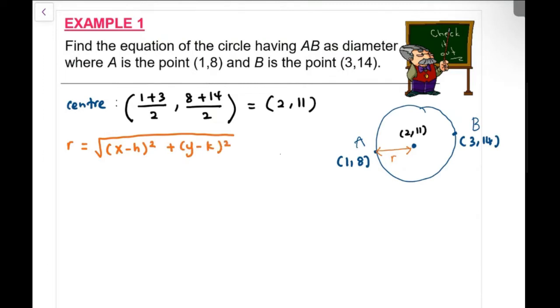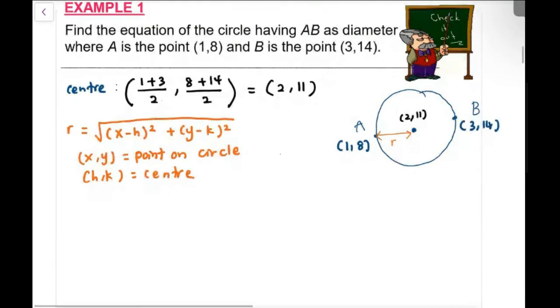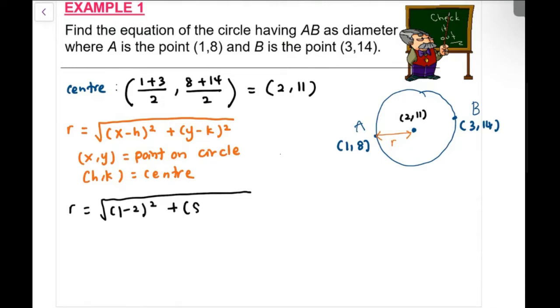X and y here is any given point on a circle. I just write it here. X and y point on a circle. And then h and k in this case would be our center that we obtained just now. So directly substitute into this formula, our radius in this case would be, so I just choose point A. You can also choose point B, up to you, it doesn't matter here. So we would have 1 minus 2 squared plus with 8 minus 11 squared. In this case, our radius would be 10.